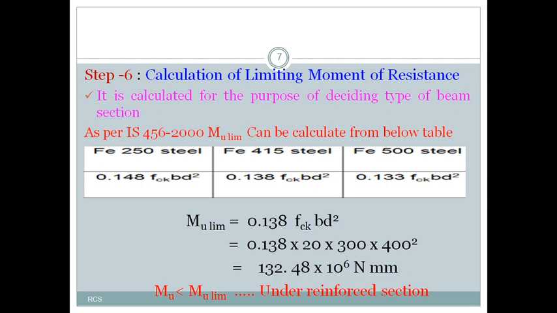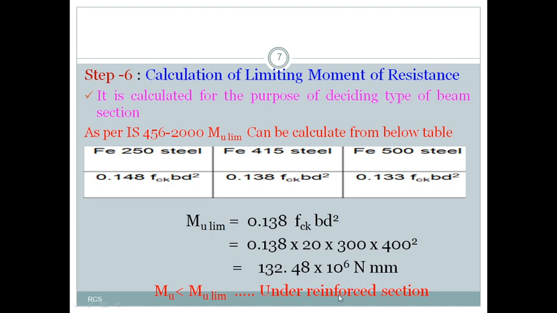So the relation that exists is that the factored bending moment is less than the limiting moment of resistance. So according to the condition we discussed earlier, this falls under the category of under reinforced section. Under reinforced sections fail due to failure of the steel. So it is a ductile failure.